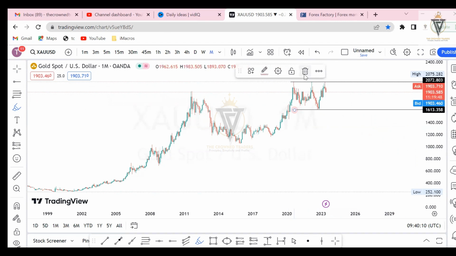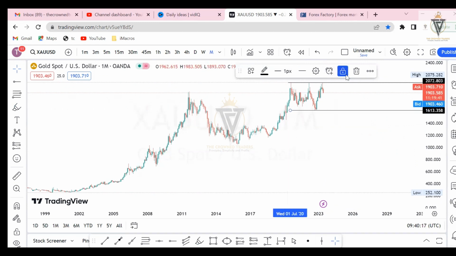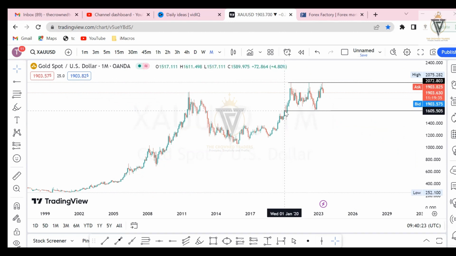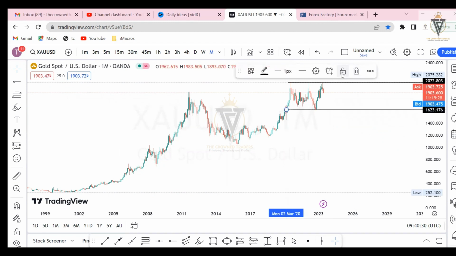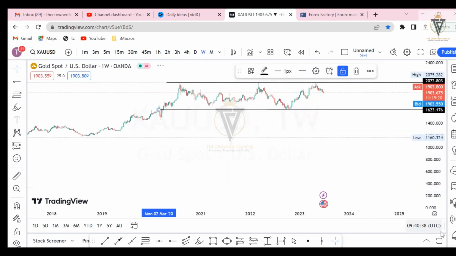What we'll do now is start going down the time frame and see what gold has to offer. But for me, on a temporary note, the next 4 months, gold will be bearish temporarily. All right, so let's start going down the time frame.